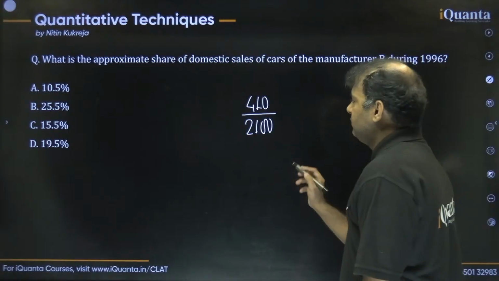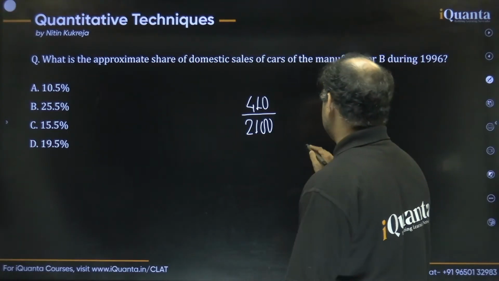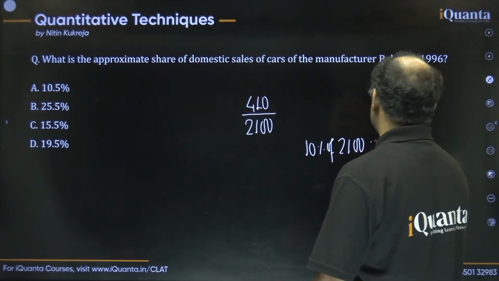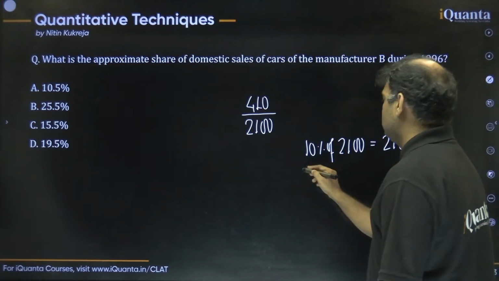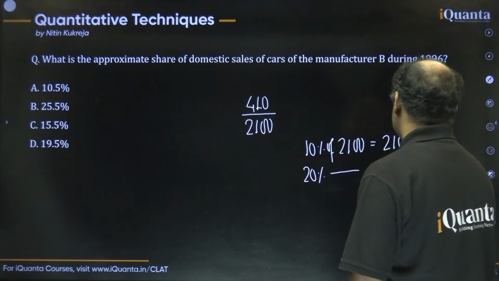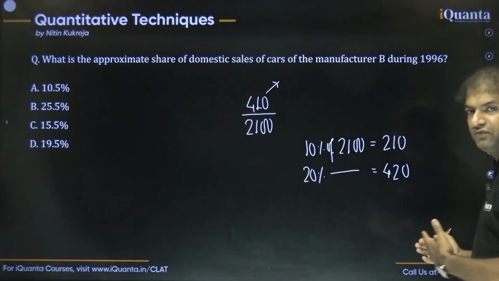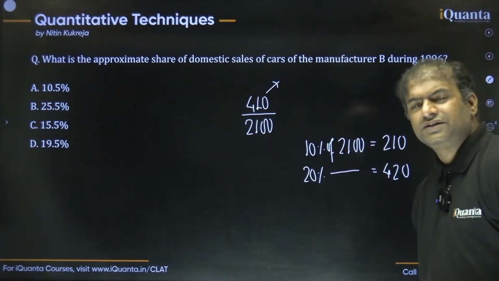So guys, you know that if you are talking about 2100, what is 10% of 2100? 10% of 2100 we can say is 210. What is 20% of 2100? We can say it's 420. And this number is 410, which is slightly less than 420.